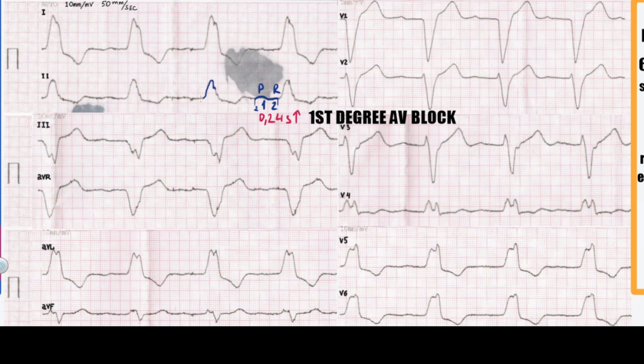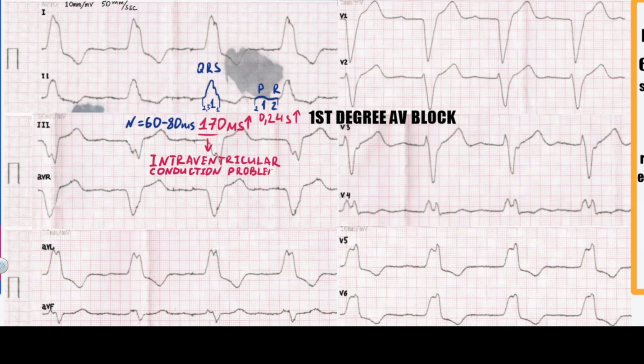Next step is evaluation of QRS complex duration, which is equal to 1 large box and 3.5 small boxes, or 170 milliseconds. The normal range of QRS duration is from 60 to 80 milliseconds, so QRS duration is increased. QRS duration represents intraventricular conduction time, which is provided by the His bundle branches, so if QRS duration is long, it can be left bundle branch block or right bundle branch block.